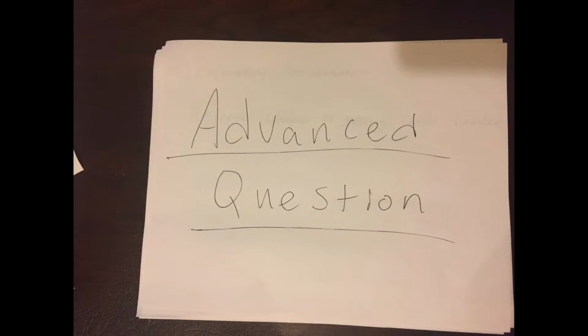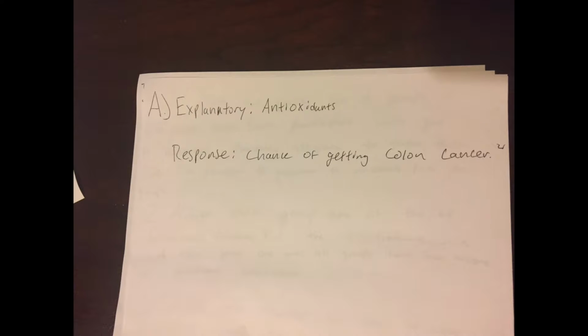Advanced question. Question A. What are the explanatory and response variable in this experiment? The explanatory is the antioxidants, and the response variable is the chance of getting colon cancer.